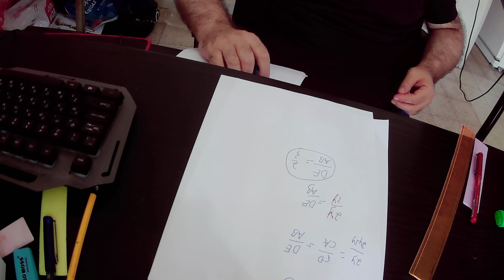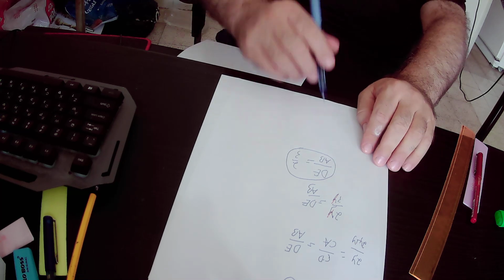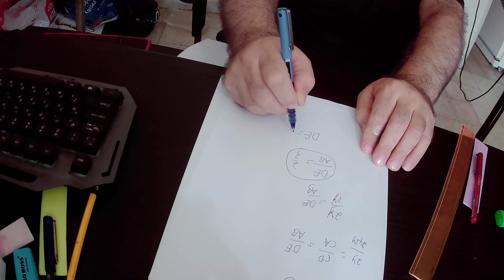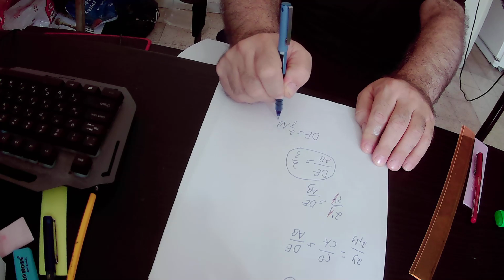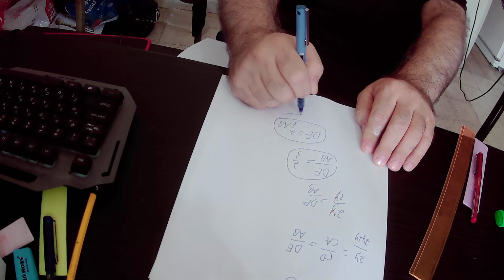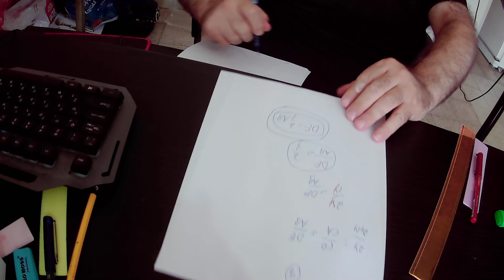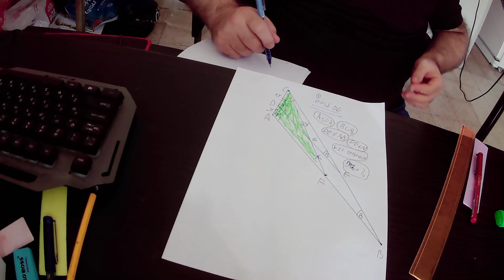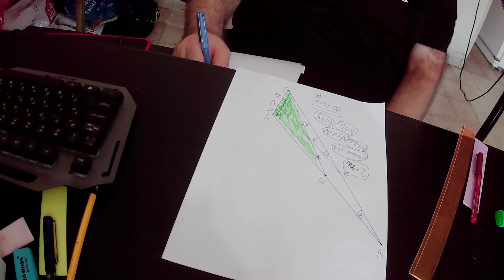Here we will multiply this equality by AB, and we will get that DE is equal to 2/3 AB. We found out that DE equals 2/3 AB. So in the next step I will present you a new rule number 4.